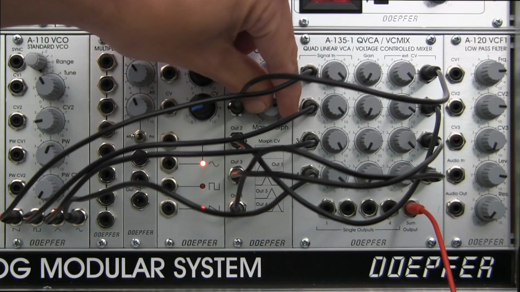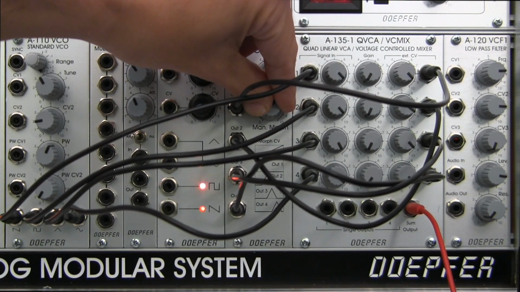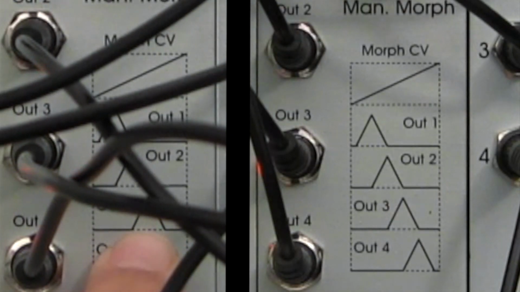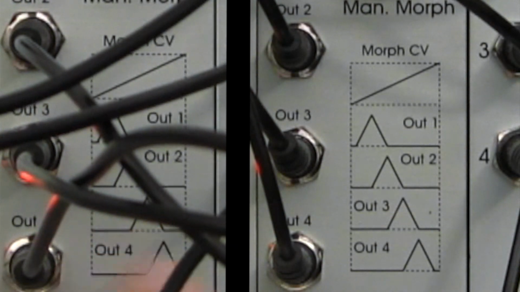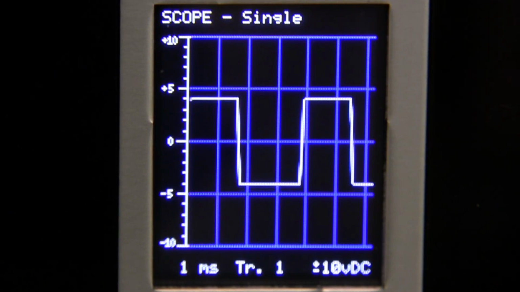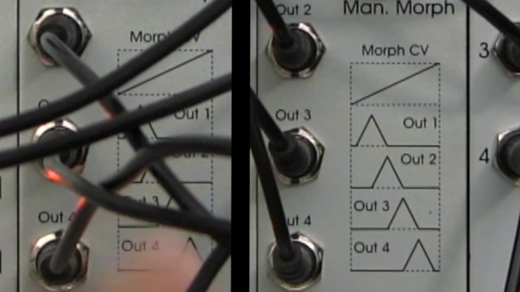Now as I move this way, and I look at my oscilloscope over there, you can see my triangle wave now, and my sine has disappeared. So now we're probably somewhere in this one right here. And then as I move it further, you can see it changing. And now I'm pretty close to my pulse wave. So we're somewhere in number 2 over here.